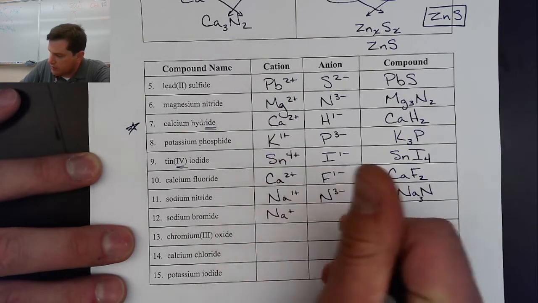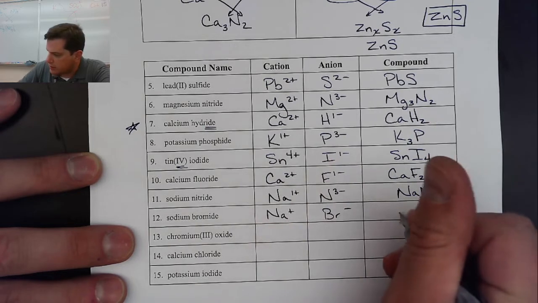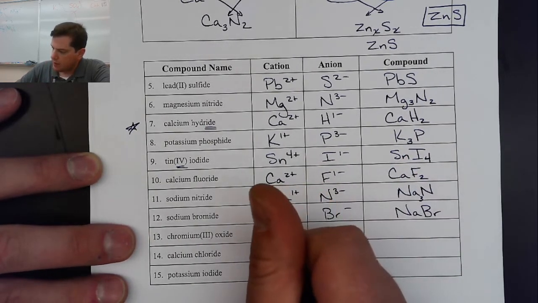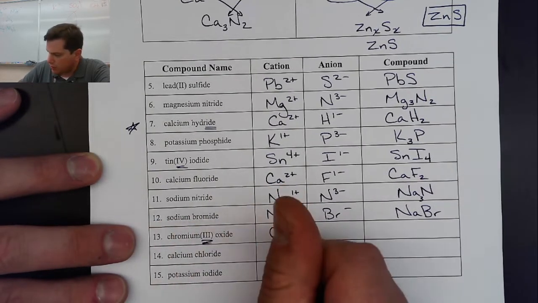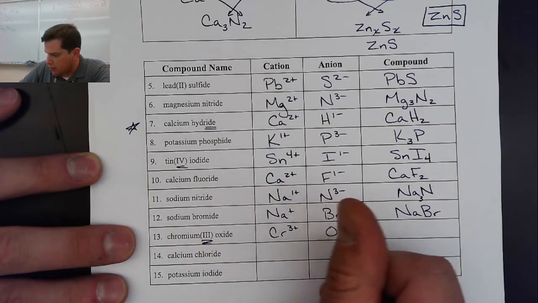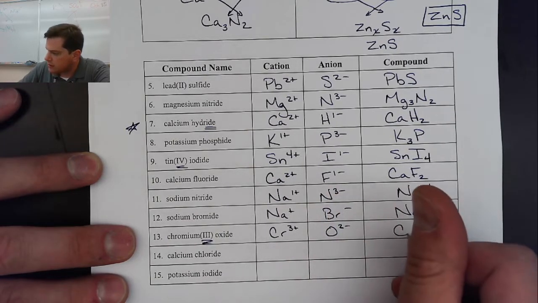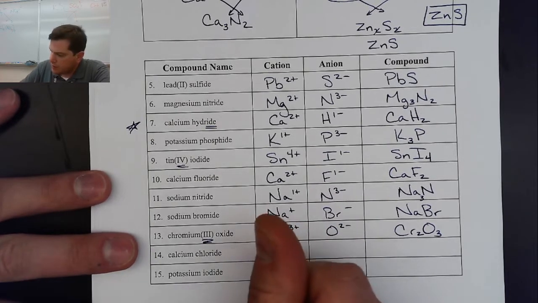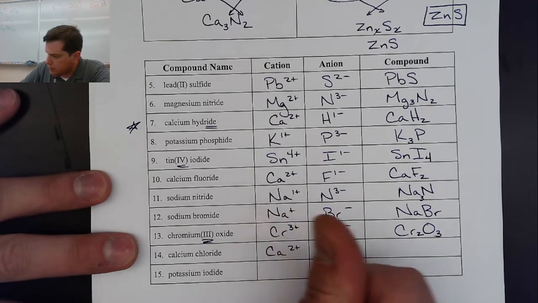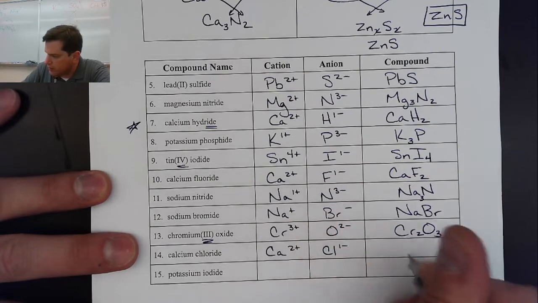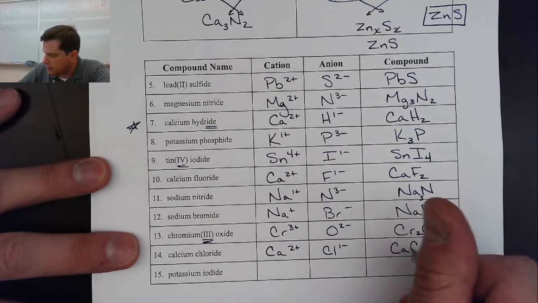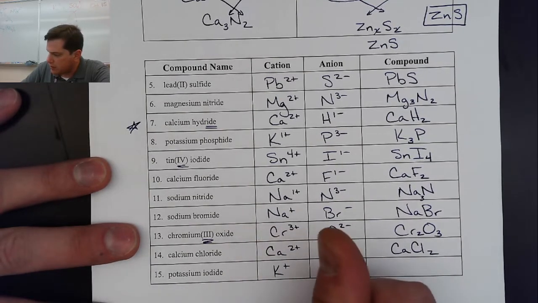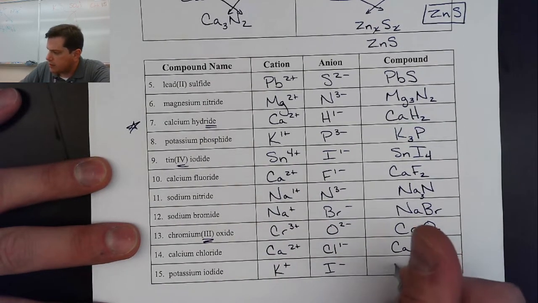Na+, Br-, NaBr. Cr, Roman numeral 3, that means 3+. O, 2-, so it's Cr2O3. Calcium 2+, chloride 1-, CaCl2. We did that one in class. Potassium +, I -, KI.